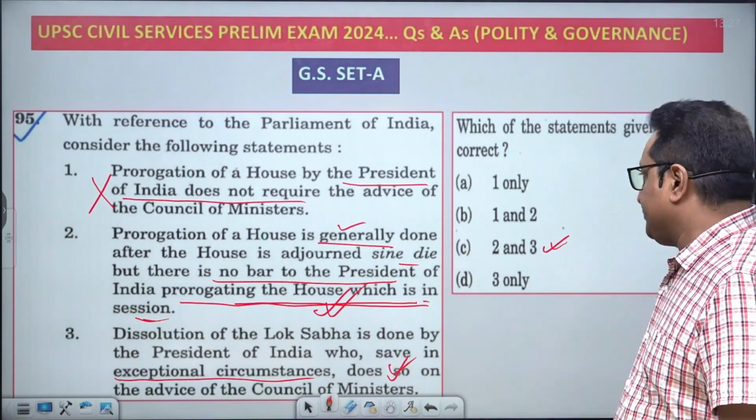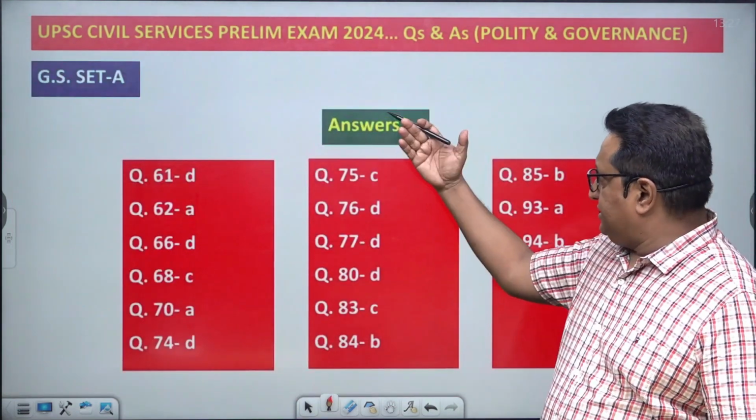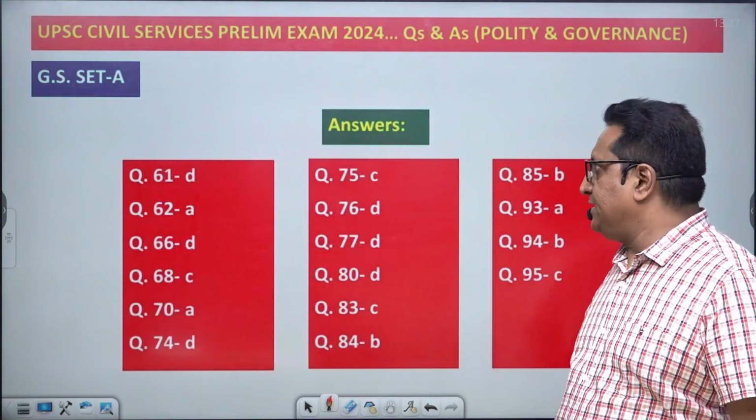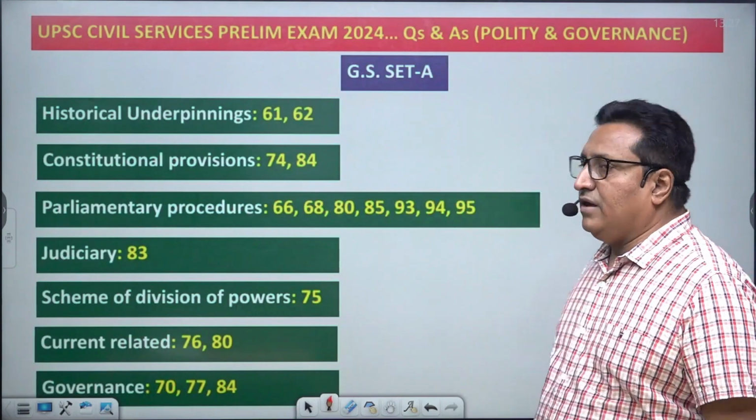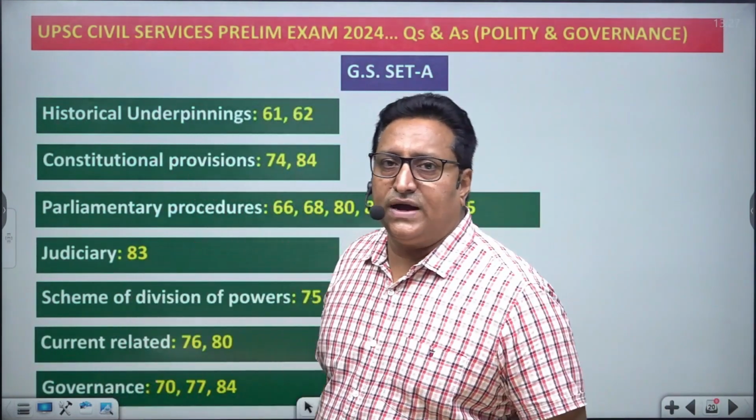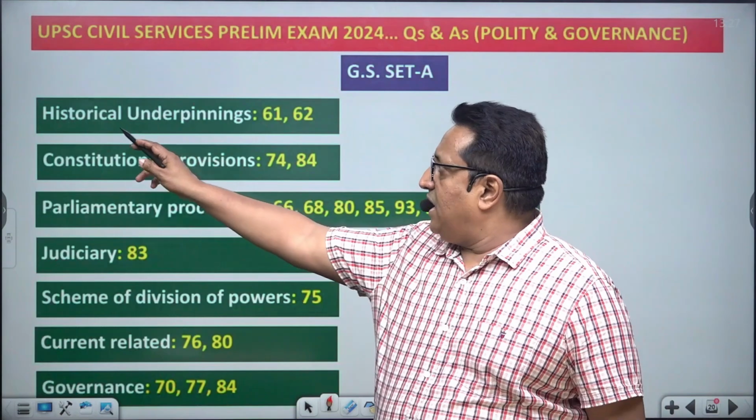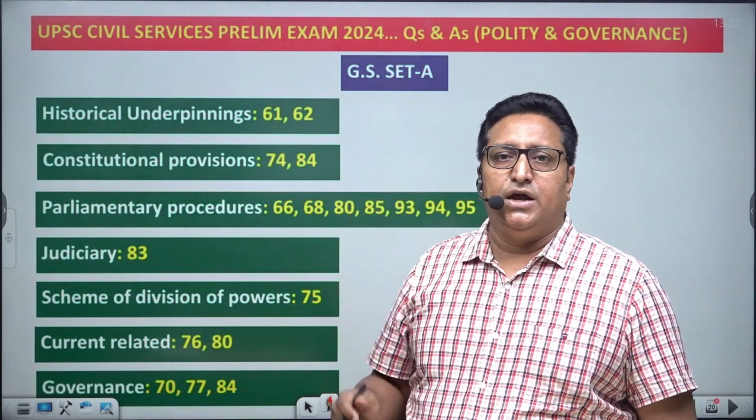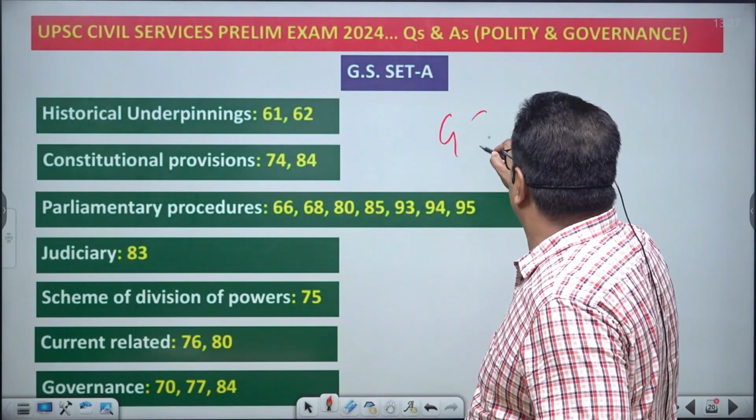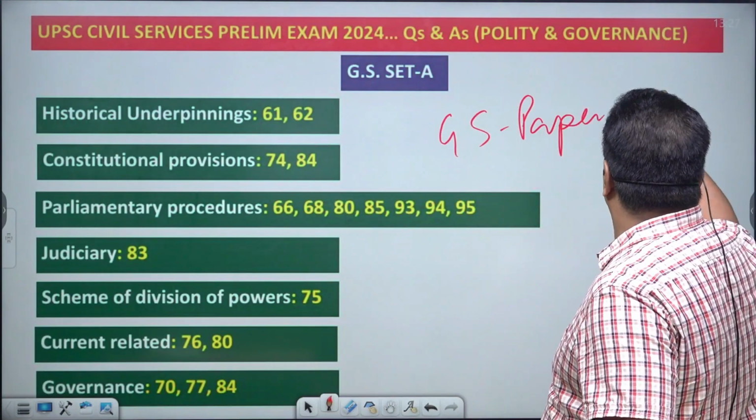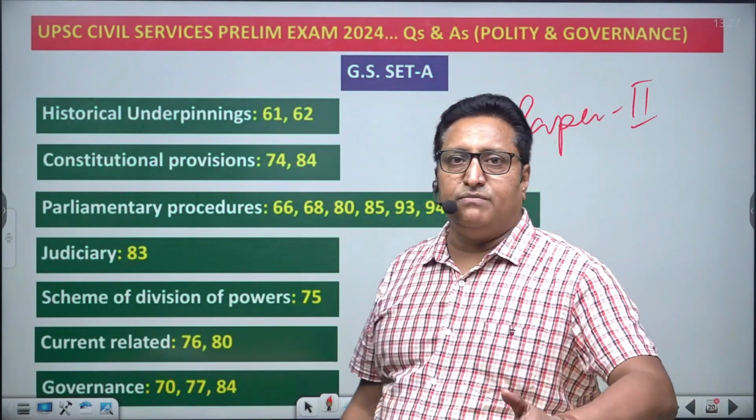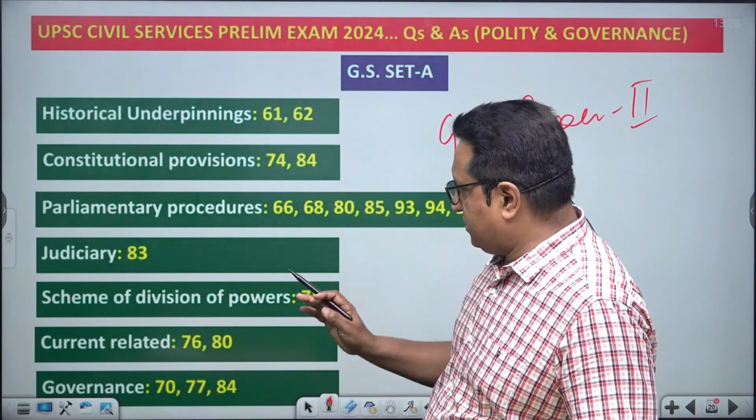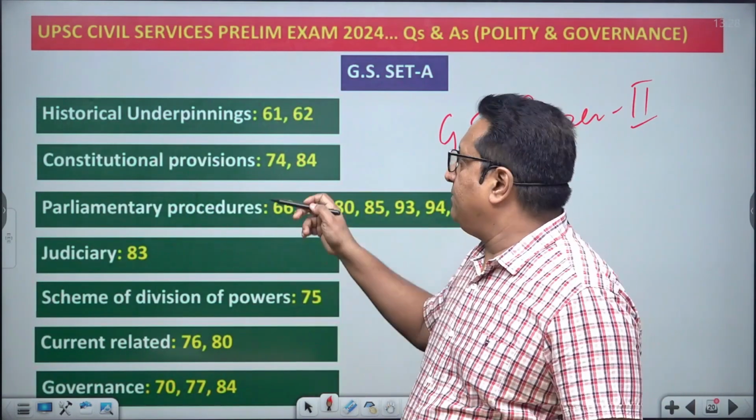So now guys, this is the list of answers. You can take note of it. You can match your answers. Now, if you give a look at the syllabus, some questions have been asked from historical underpinnings, as mentioned in your GS paper 2 in the main examination, in which you have polity and governance apart from IR and social justice. So in the syllabus, you have the topic historical underpinnings. So question number 61 and 62, you can match from this.